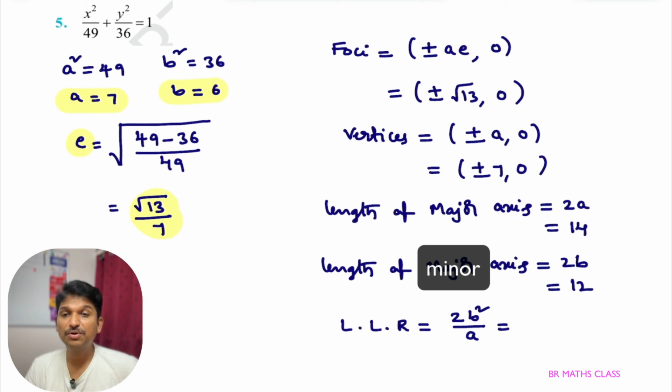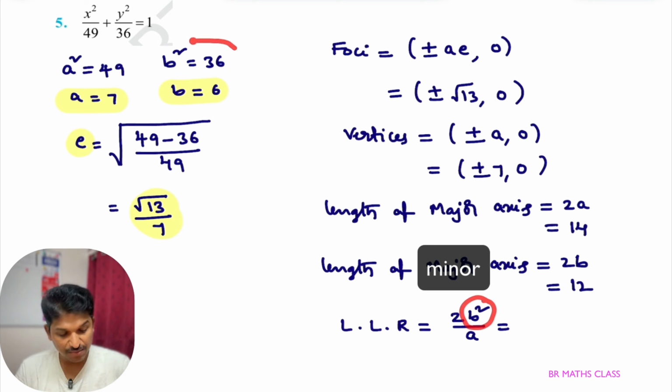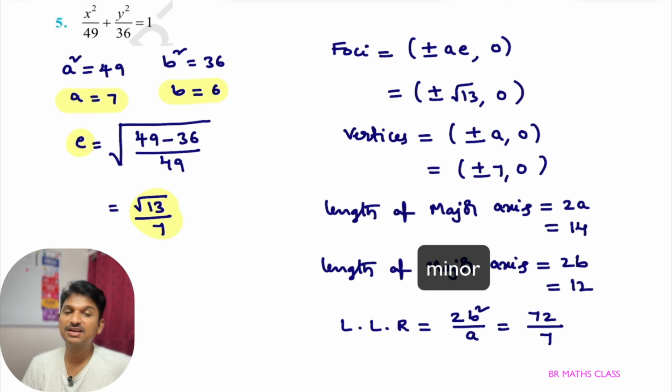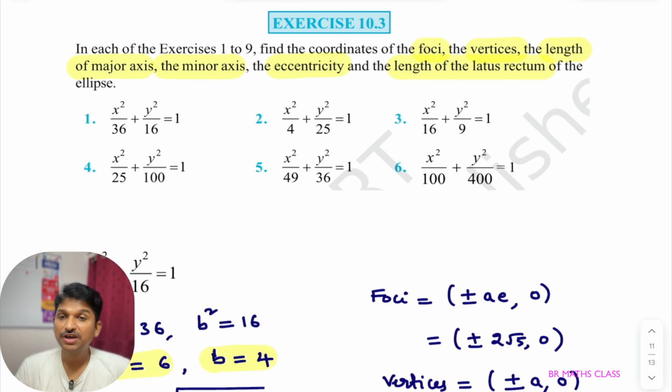As it is first type of ellipse, length of latus rectum formula is 2b square divided by a. B square is 36. 2 into 36 is 72. 72 divided by a. A is 7. So length of latus rectum is 72 divided by 7. I hope you are understanding these problems. As we are doing these 6 problems, first problem and fifth problem I did, and I gave the third problem as homework. I hope you can do this very easily.